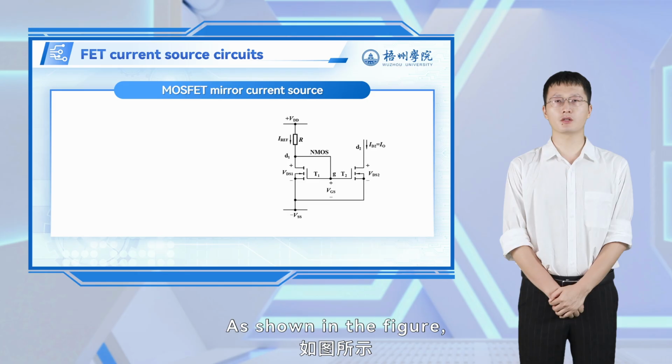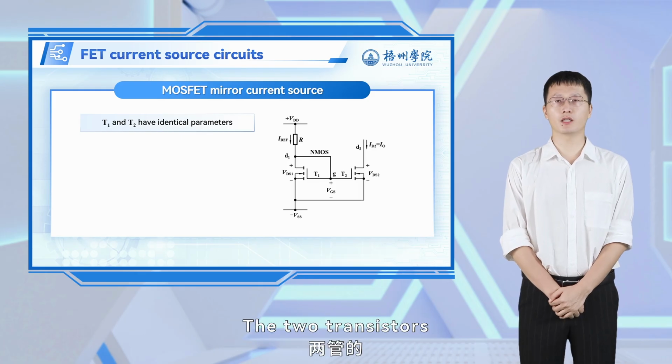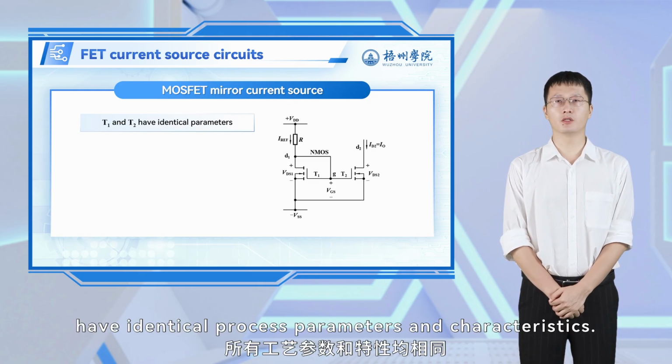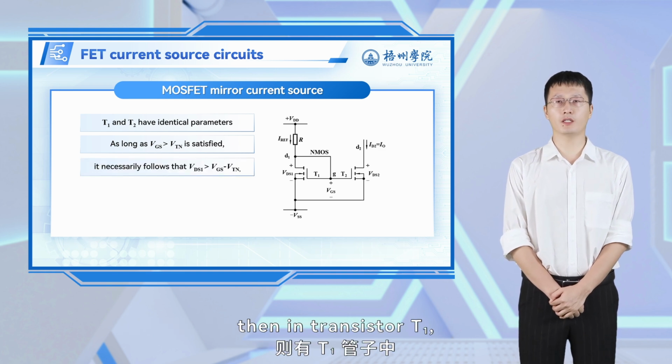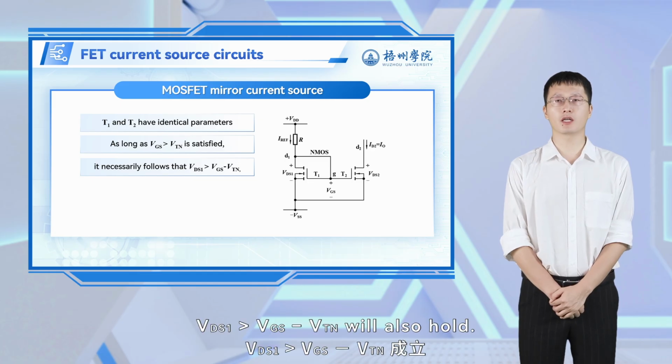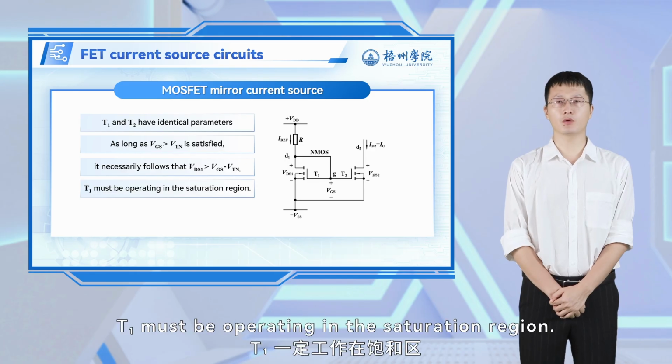As shown in the figure, T1 and T2 are two N-channel enhancement type MOSFETs. The two transistors have identical process parameters and characteristics. As long as the condition V_GS greater than V_Tn is satisfied, then in transistor T1, V_DS1 greater than V_GS minus V_Tn will also hold. According to the content from previous chapters, T1 must be operating in the saturation region.